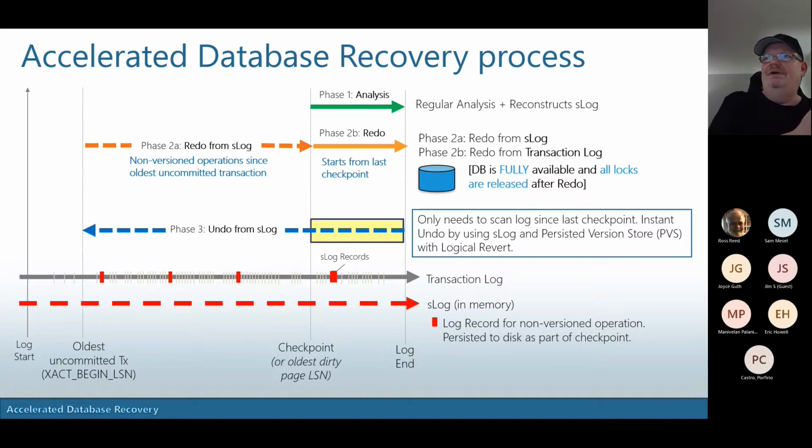I misspoke here a second ago. Phase 1 reconstructs the S log. It's phase 2A that actually replays the non-version operations since the oldest uncommitted transaction. All those non-version operations from the S log that's been persisted to disk are rolled forward. So I'm just reading all those non-version operations that were on disk before the last checkpoint. Then I just need to read the transaction log since the last checkpoint to replay anything that was happening since the last checkpoint.